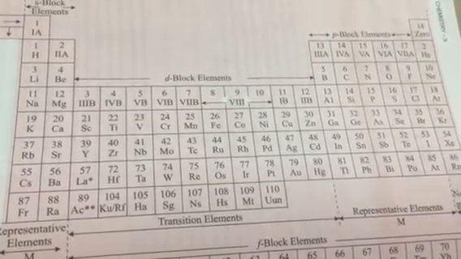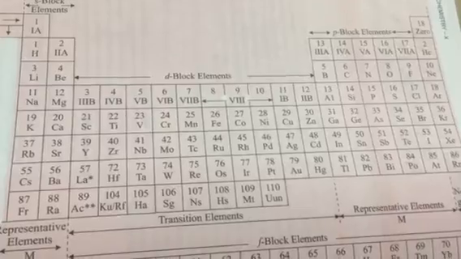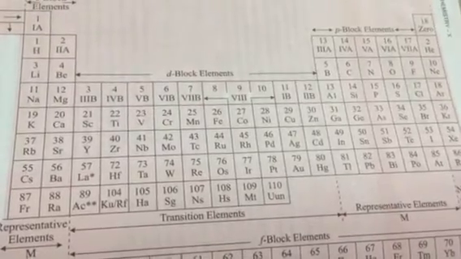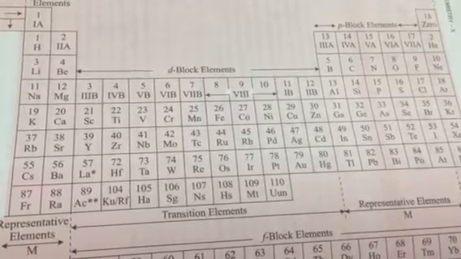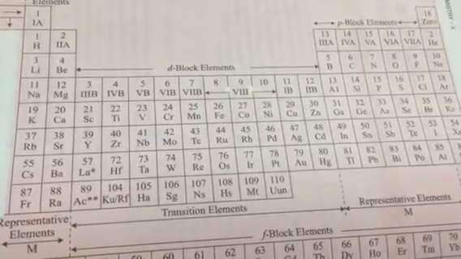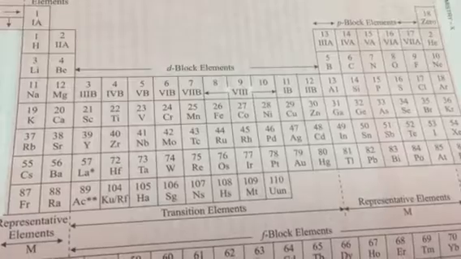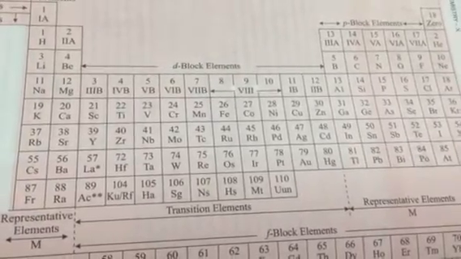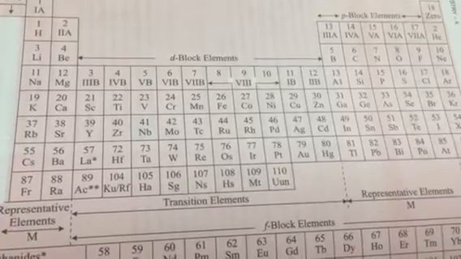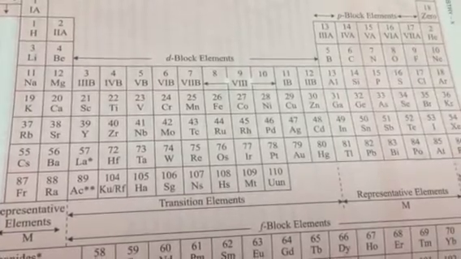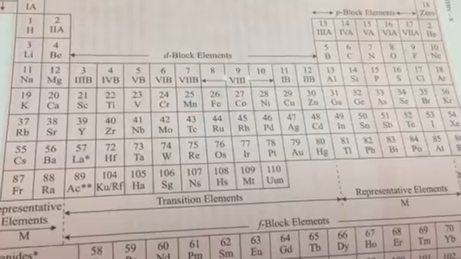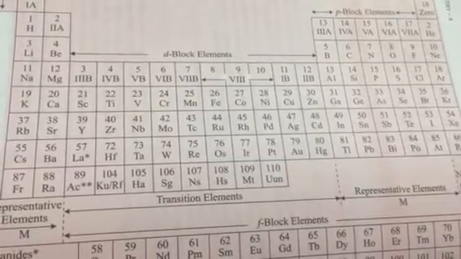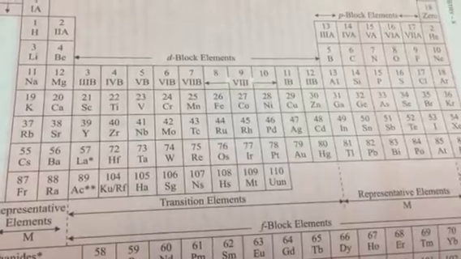For example, group 1 is known as the alkali metals. In the alkali metals, we have hydrogen, lithium, sodium, potassium, rubidium, cesium and francium. Now, all these elements have one electron in their valence shell. So, their valency tends to be 1. They are basically metallic and electropositive in nature.